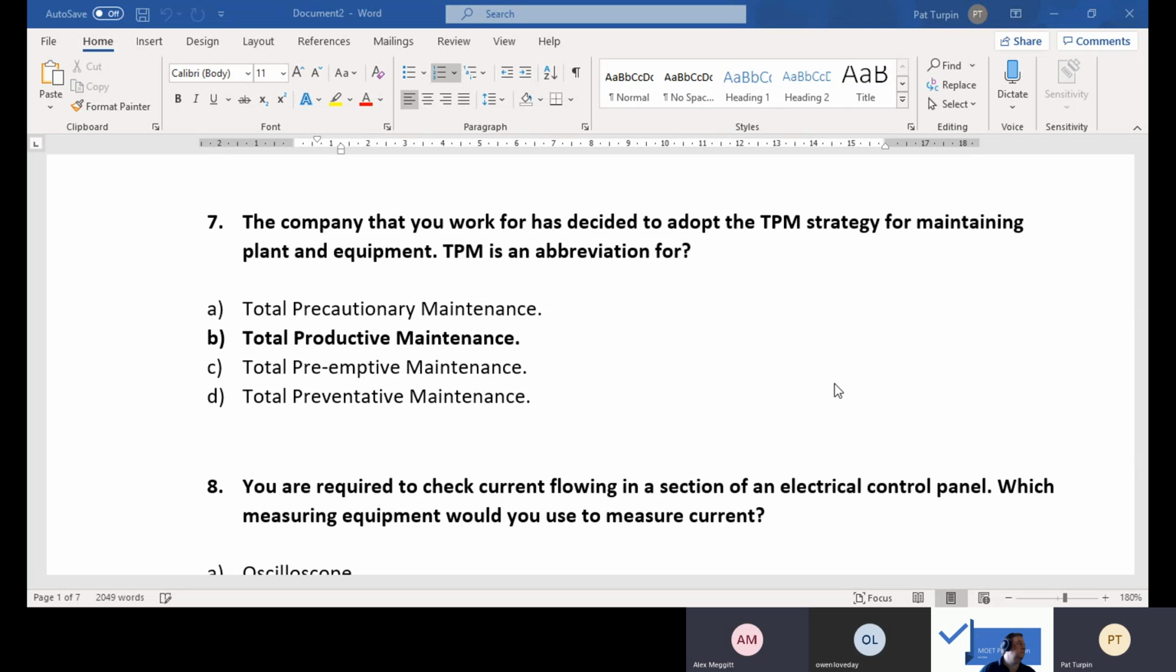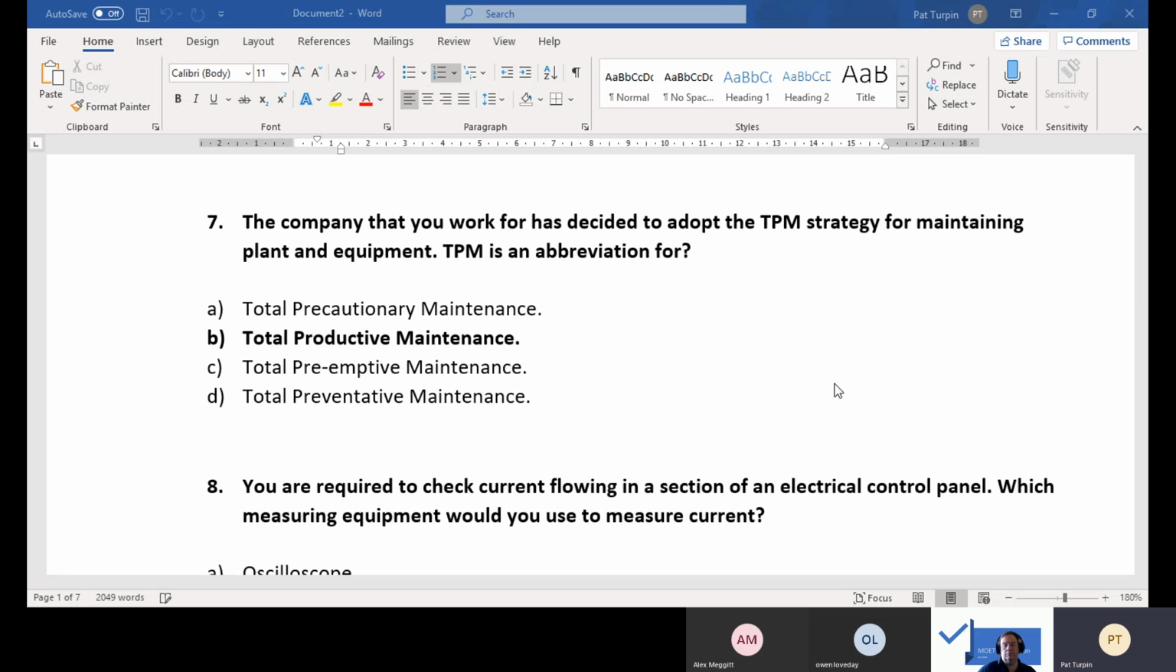Now they've put down total productive maintenance. I can't hear you, Owen. No, that's Alex. His mic's locked. Right. So, Owen, from your side then, do you think it's total productive maintenance? Well, it's in bold, so I'm guessing that's the right answer. I probably would have said D. If you Google it, it comes up total productive maintenance, but I always thought it was total preventative maintenance. Yeah, I would have said D, to be honest.